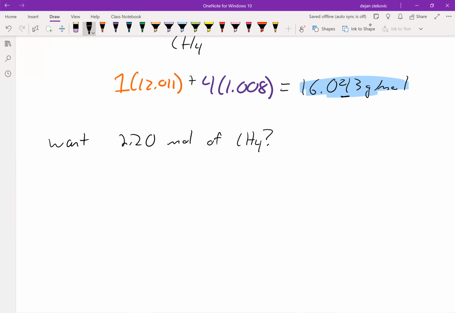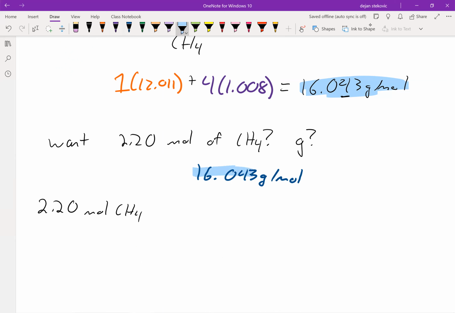Well, we do counting by weighing. So we'd figure out what mass we need, and then we just weigh out that mass. So what we want to do is figure out how many grams that is. So again, we have 2.20 moles of CH4, and we know that CH4 has a molar mass of 16.043 grams per mole. Remember that the number goes with the numerator, so the 16 goes with the grams. And in this case, mole would have to go down in the bottom.